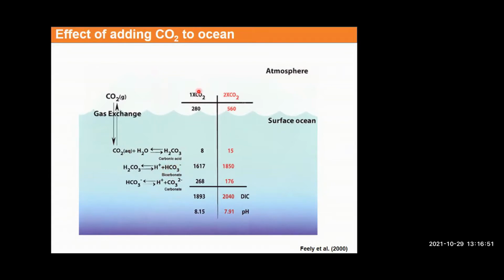So in a nutshell, these black numbers are the pre-industrial numbers. The numbers in red are double the pre-industrial numbers in terms of the CO2. These are the projections for 2050.